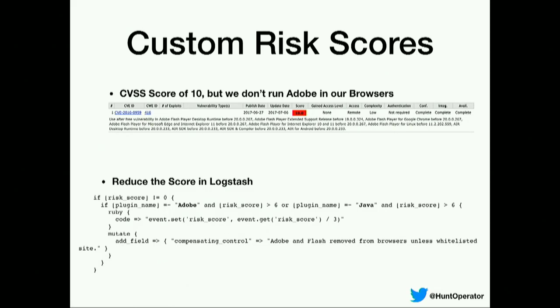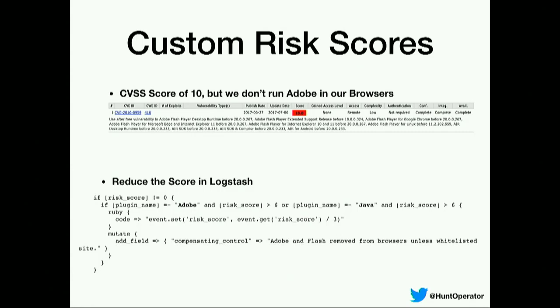So this is one of the great things that Justin did inside Logstash: he wrote this filter that takes the risk score. So it's saying if the risk score is not equal to 0, in other words, it has a CVSS score already assigned to it, and the plugin name is Adobe or Java, what you can do is divide that by 3, arbitrarily. Arbitrarily assigned to 3, but that will take that risk score down to a 3 or a 4. So that's a custom risk score specific to your organization.